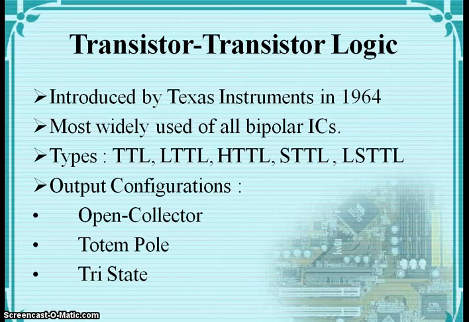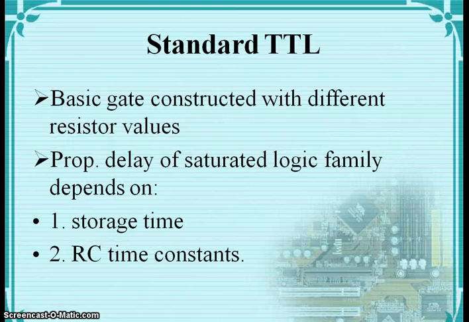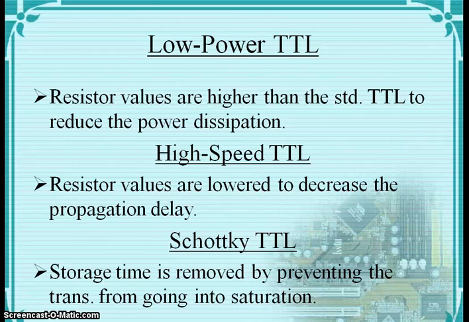TTL logic family is available in three different output configurations, namely open collector, totem pole, and tri-state. In the standard TTL, the basic gate is constructed with different resistor values. The propagation delay of saturated logic family depends on storage time and RC time constants. In low power TTL, the resistor values are higher than standard TTL to reduce the power dissipation. In high speed TTL, resistor values are lowered to decrease the propagation delay.